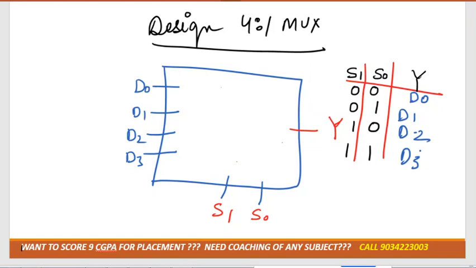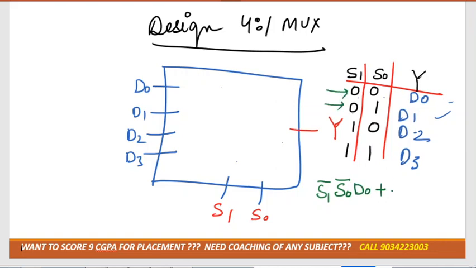Okay. So that means if we select 0 0, then the output would be D0. If we select 0 1, then the output would be D1, like so, right? If we mark the expression for this, then what would be the expression? It's S1 bar, S0 bar, and D0, right?